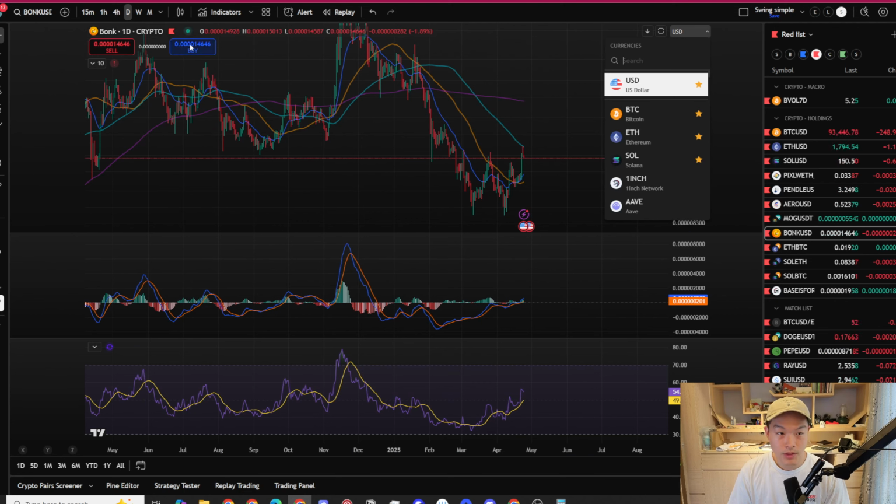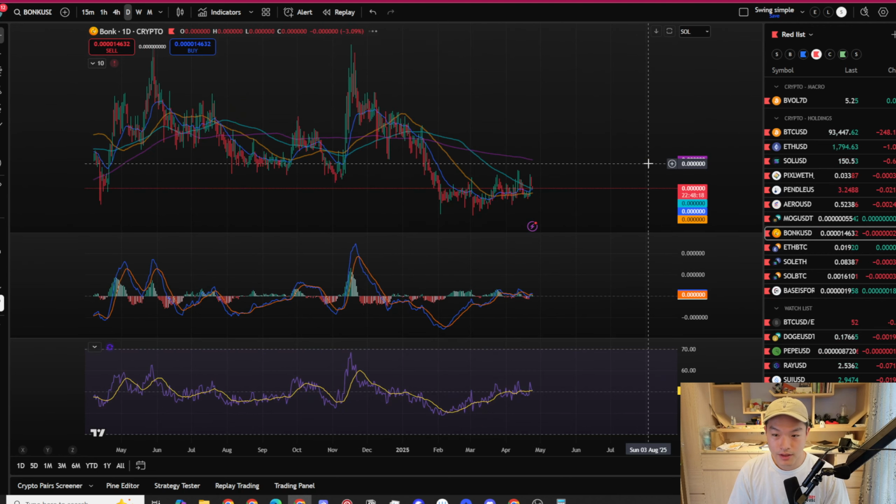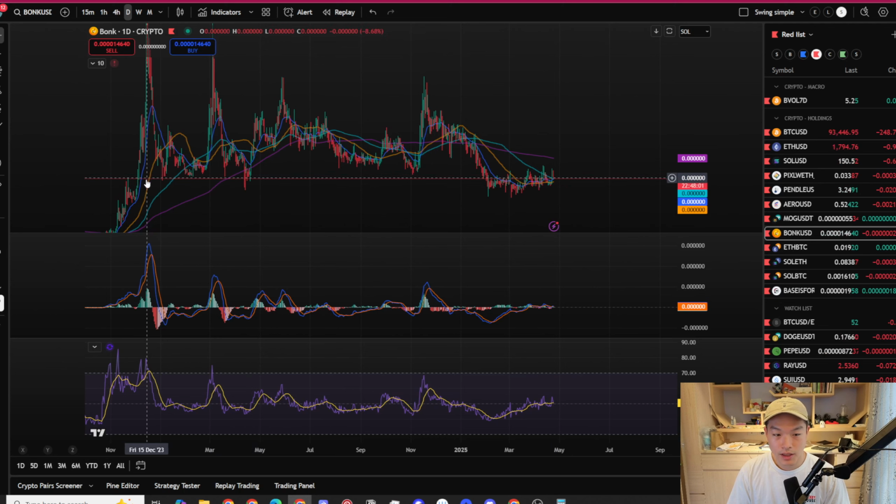So let's say I pull up Bonk on TradingView. I could set the quote asset to be the asset I want. In this case, if you're pairing Bonk with Solana, I'm going to select Solana. You can see Bonk is trading at a zone of support relative to Solana.